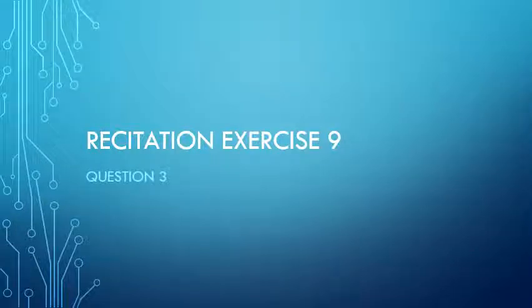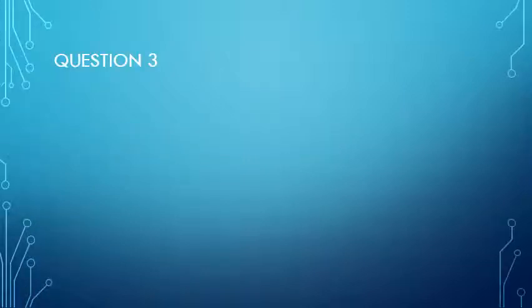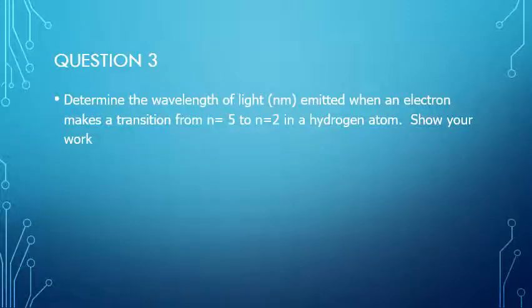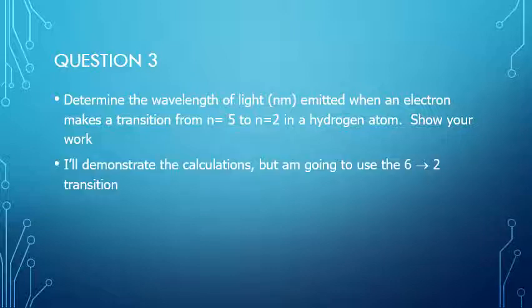We're going to talk about question 3 in the recitation exercise 9. So here's the question. They want to determine the wavelength of light emitted when an electron goes from n equals 5 to n equals 2. The handout background doesn't show much how to do it, but the textbook does. So that's why I'm doing this video.